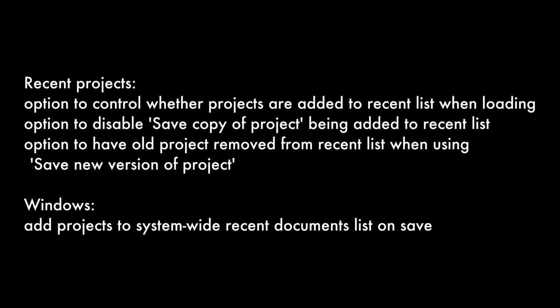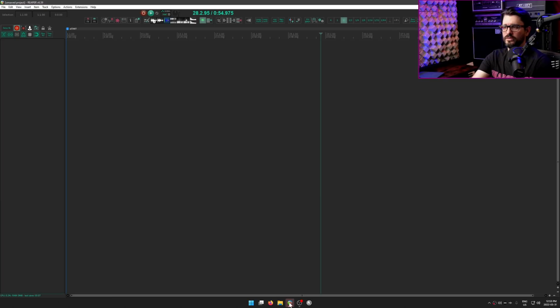For recent projects, add option to control whether projects are added to recent list when loading. Add option to disable save copy of project being added to recent list. Add option to have old project removed from recent list when using save new version of project. And on Windows, add projects to system-wide recent documents list on save. So we may as well look at this on Windows.